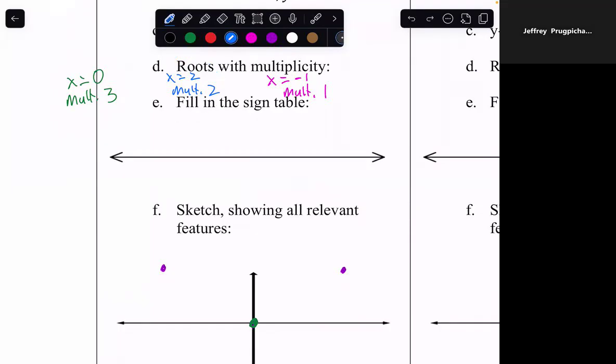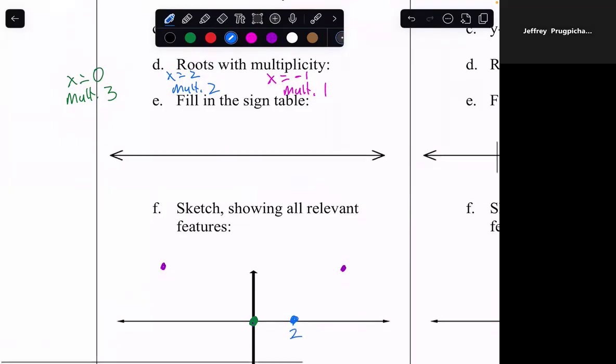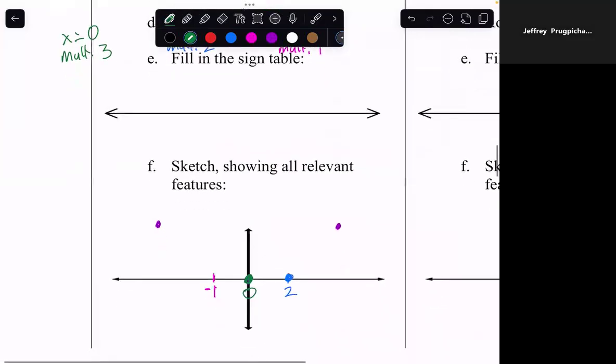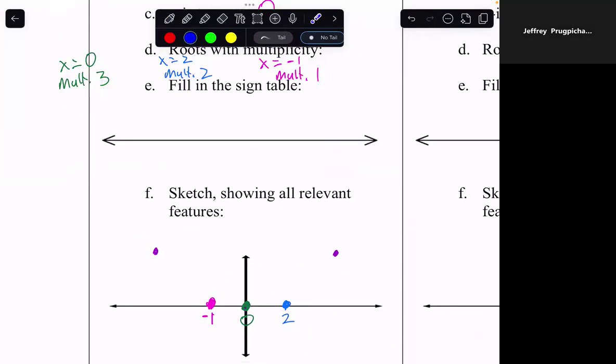We also have a root at x equals 2. So I'm just going to jump to this point and mark it as 2. You don't need to put the tick mark in between if you don't want. And we also have a root at x equals -1. Sorry, those should all be points. So we have the end behavior, we have the y-intercept, and we have the roots. Now we need to know how to connect up the points, basically. This is where the multiplicity comes in.